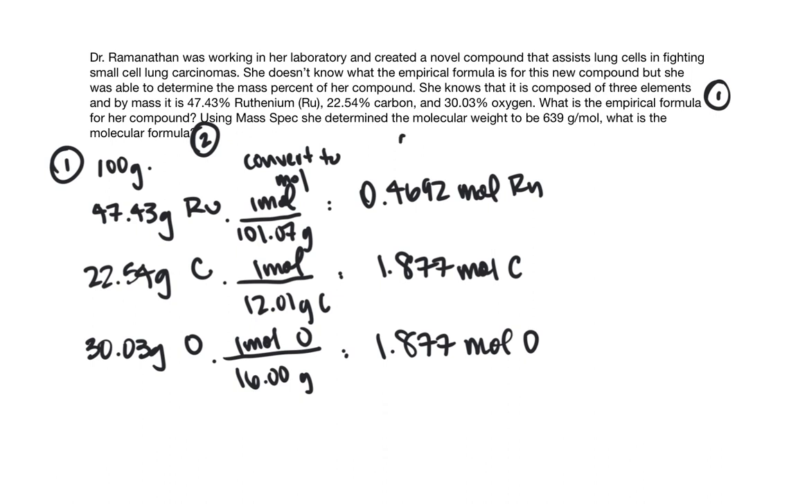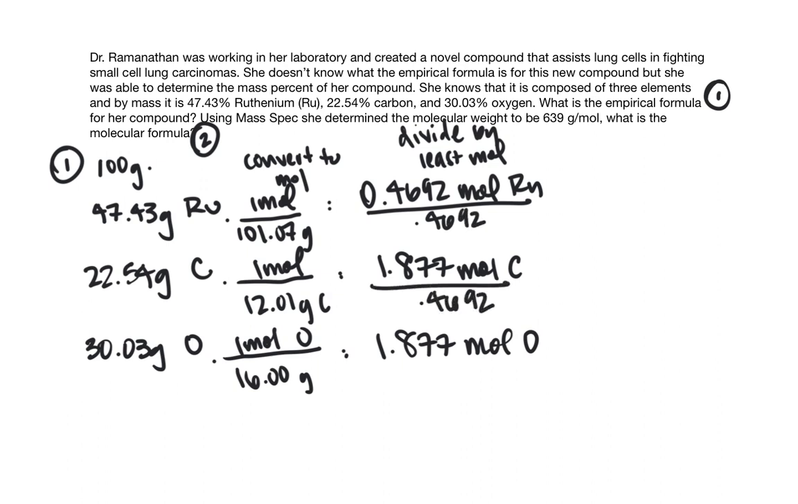So in this step, we're going to divide by least moles. And that in this case is ruthenium, so it's 0.4692 divided by 0.4692, 0.4692 divided by 0.4692, and 0.4692 divided by 0.4692. So this gives you 1 ruthenium, 4 carbons, 4 oxygens.